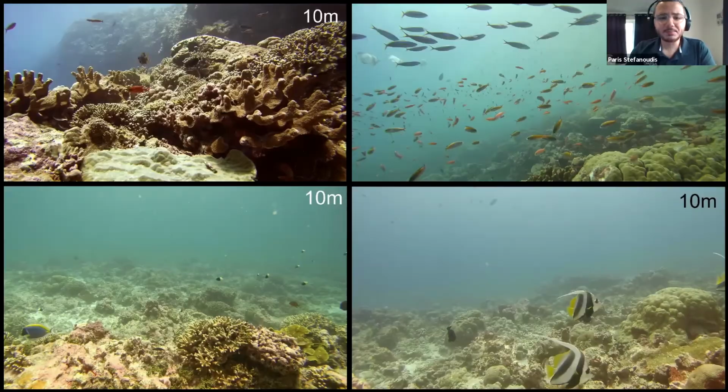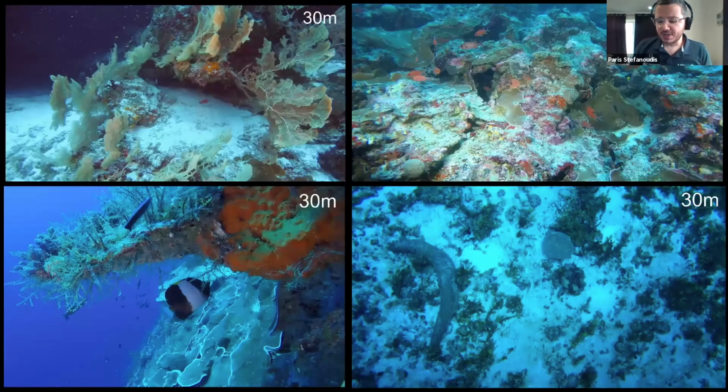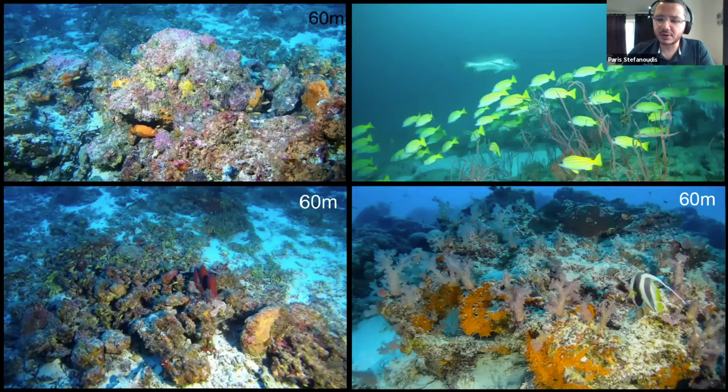Now, as you went deeper, the hard corals started to be proportionally less significant, but you then started having the appearance of a lot of these big sea ferns and other types of soft corals and sponges, which became increasingly more dominant. And then at 60 meters, you almost completely lost all of the hard corals, and the benthic communities were dominated by sponges and some types of encrusting algae. And of course, you had those soft corals. On the top right, you can see, for example, whip corals started to appear and become dominant.